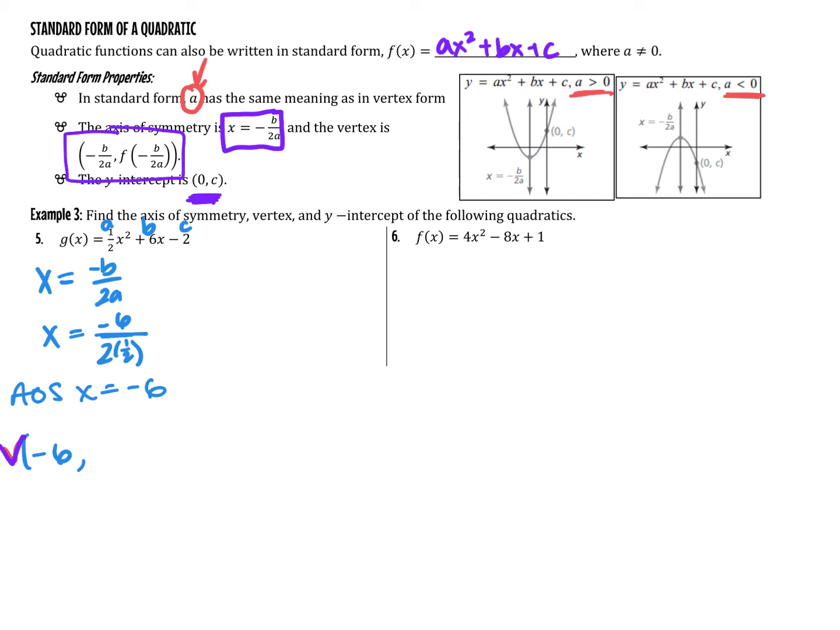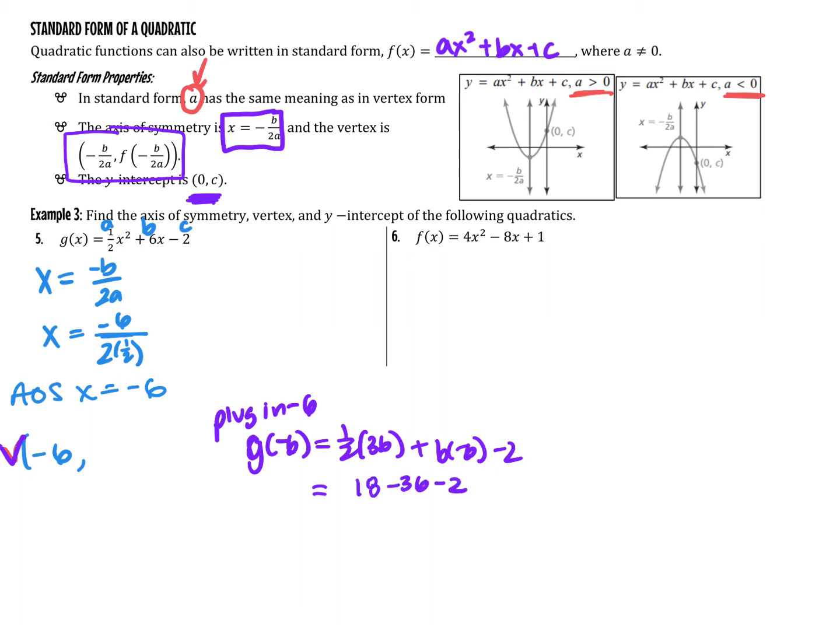How do we find the y value of the vertex? We plug in -6. So g of -6 is going to be 1/2 times -6 squared, which is 36, plus 6 times -6, minus 2. Half of 36 is 18, minus 36, minus 2. This is going to give us -20.